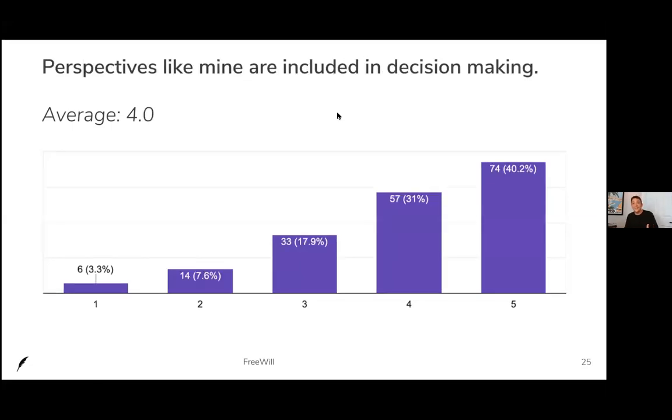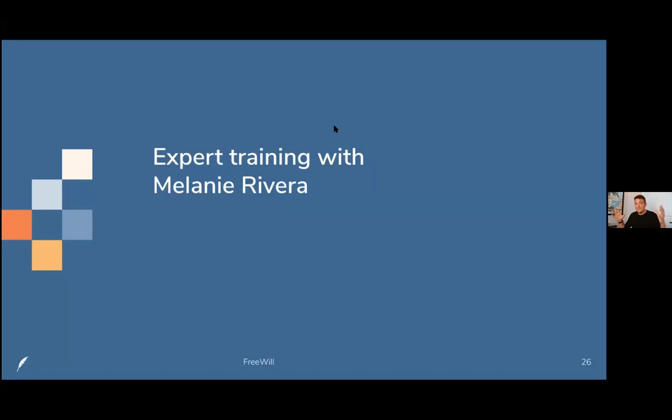Perspectives like mine are included in decision-making. We average a 4 here. So this is a little bit more inclusive than the previous one. And that's what you said.